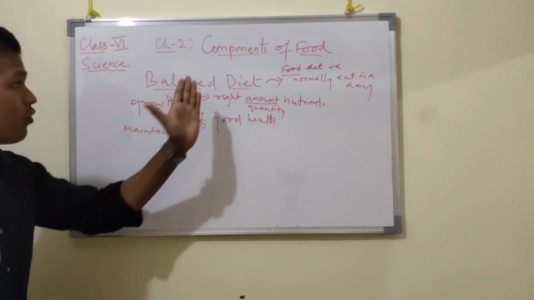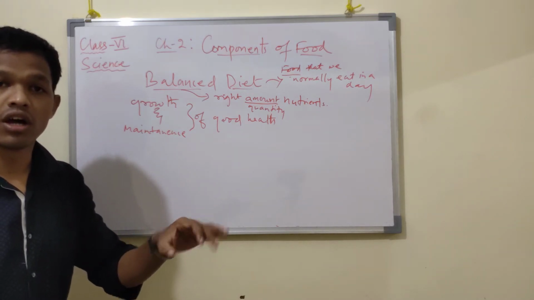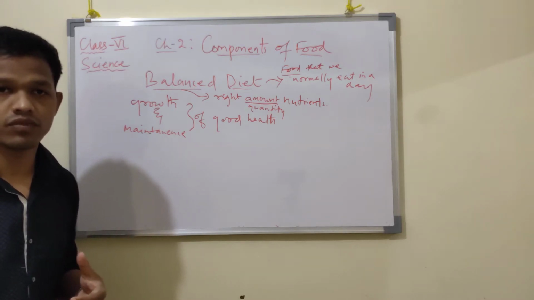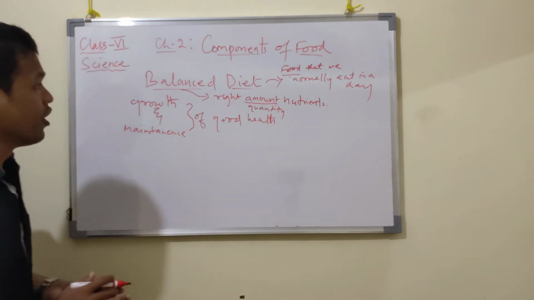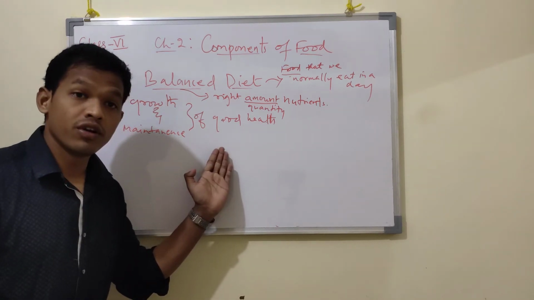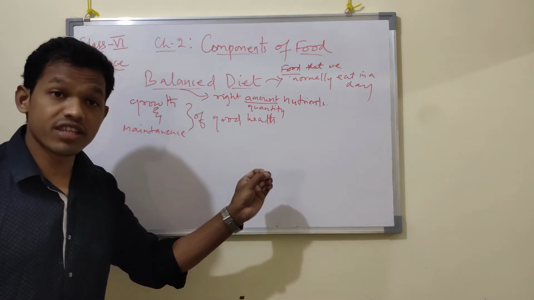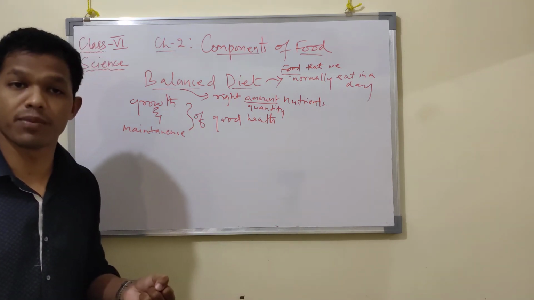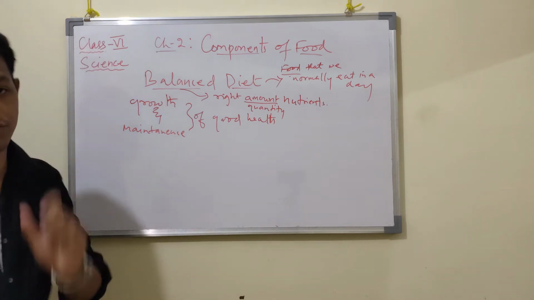Why do you require this diet? Because it contains all varieties of nutrients that are required by our body in the right quantity, for growth and maintenance of good health. What happens if you take excess nutrients, or if the right amount of nutrients is not present in food? If you take less, what happens? If you take more, what happens? There is a problem. So it must be balanced.